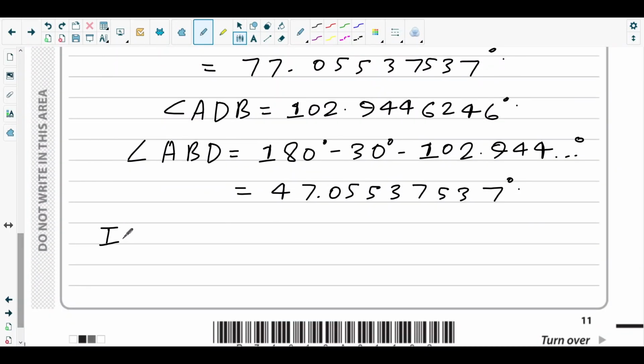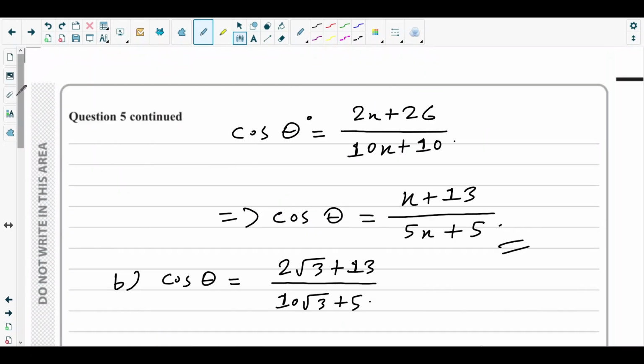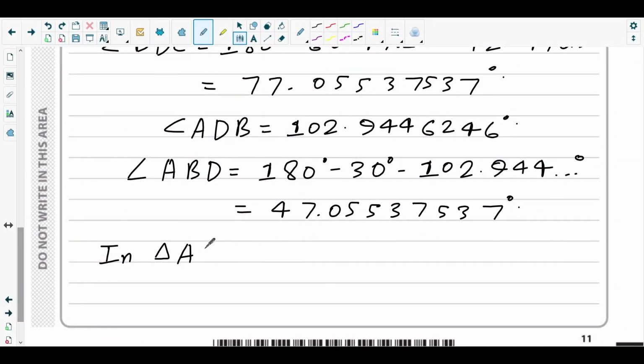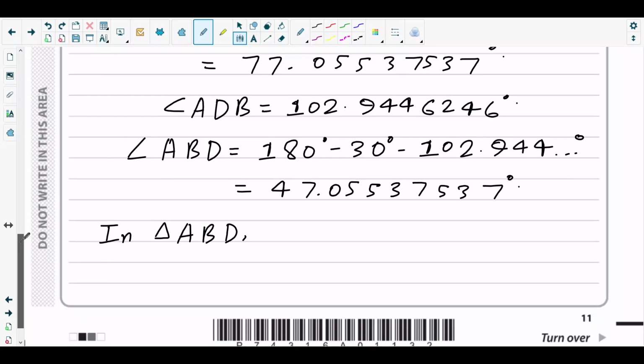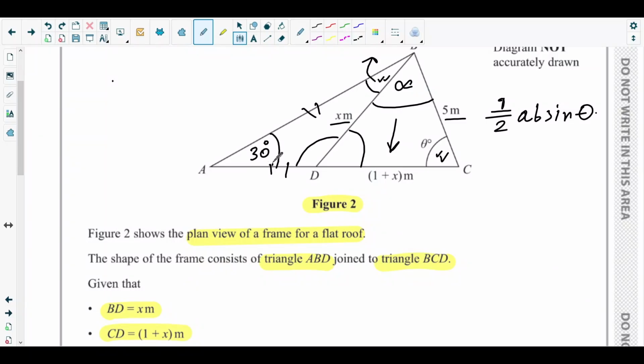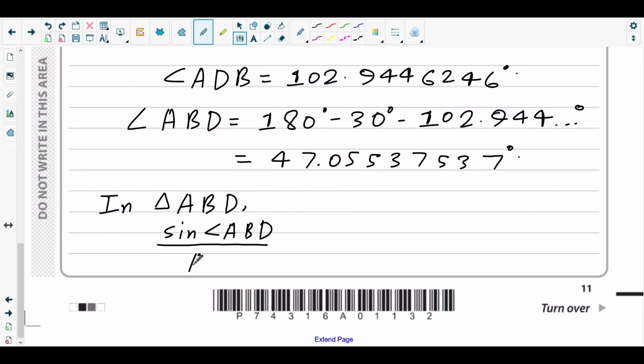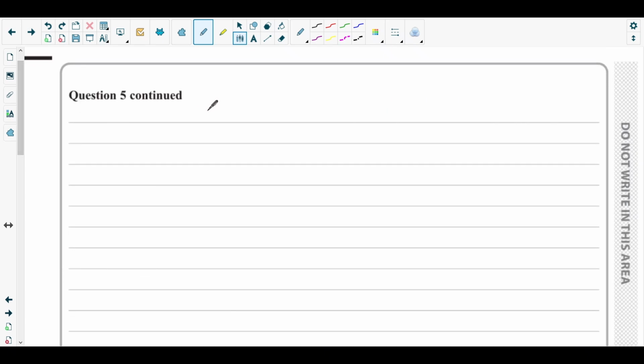Now use the sine rule in triangle ABD. So sine of angle ABD over its opposite side, the side we want to find out, that is AD, equals sine 30 degrees over its opposite side, which is 2 square root of 3. So from there you can find out the value for AD, the length of AD.